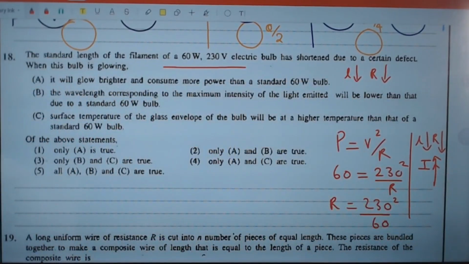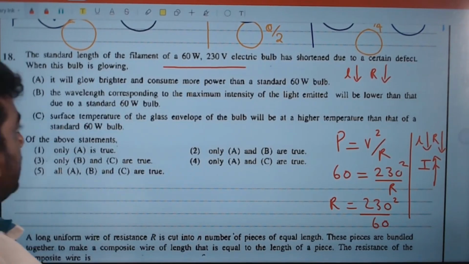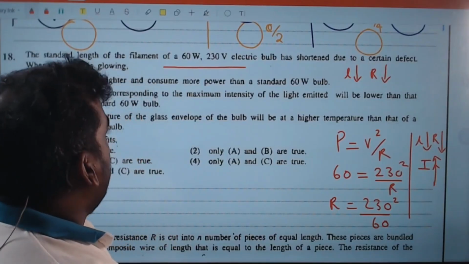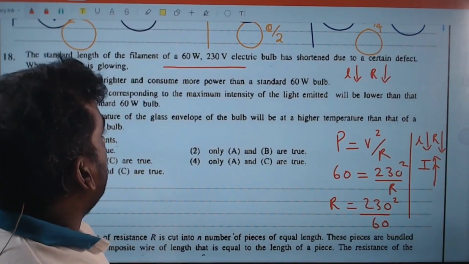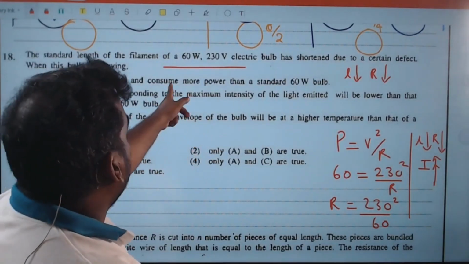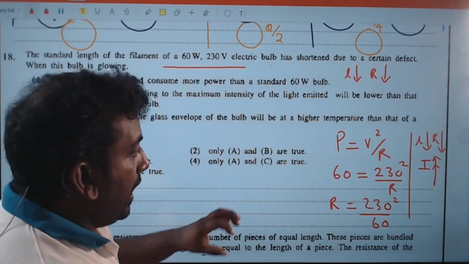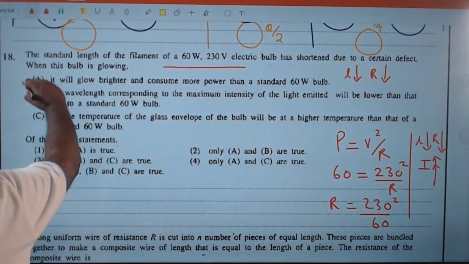Right. A. It will glow brighter and consume more power than a 60 watt bulb. Statement A: glow brighter. Now brightness depends on potential difference. Now, 230 volt supply, current also has increased. Consume more power, I squared R or VI. I increases, VI increases. Statement A is correct.